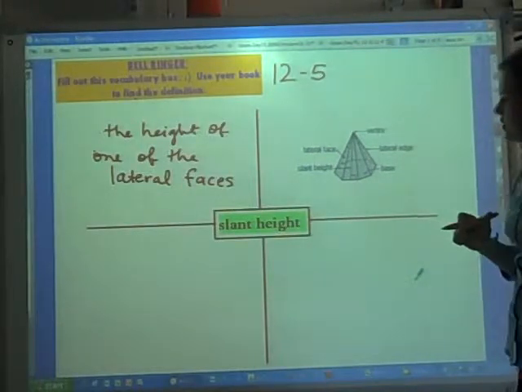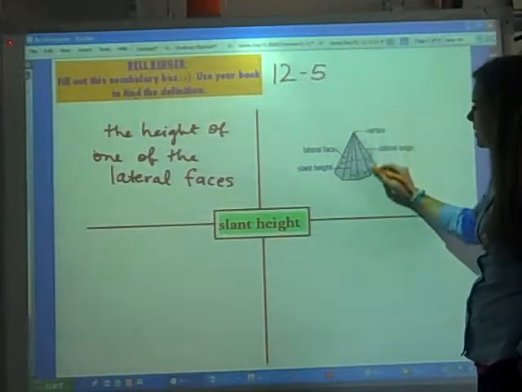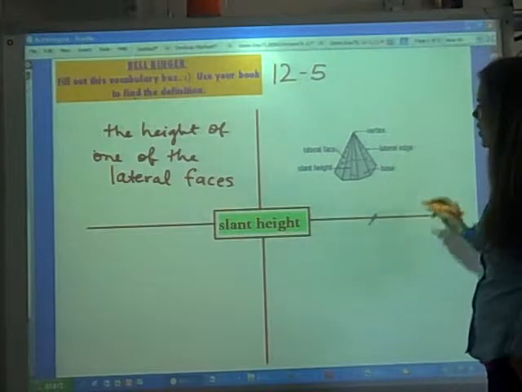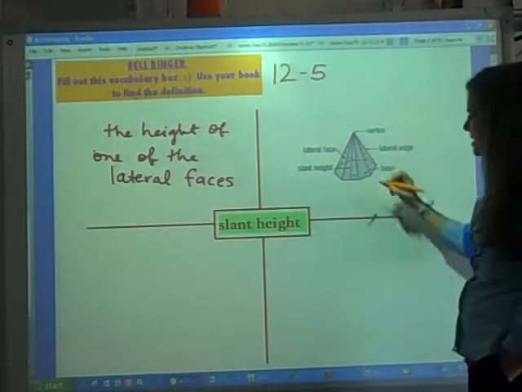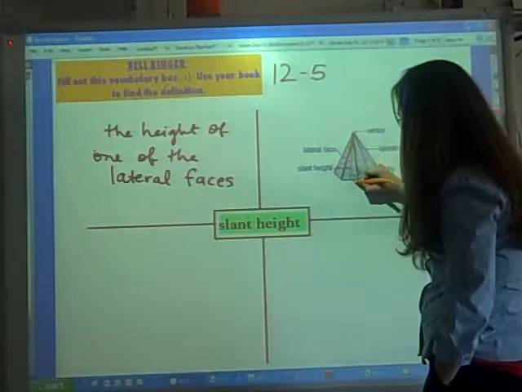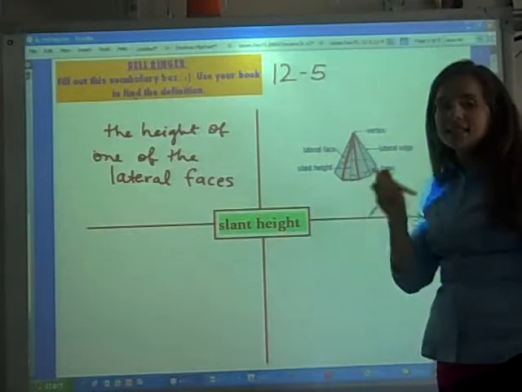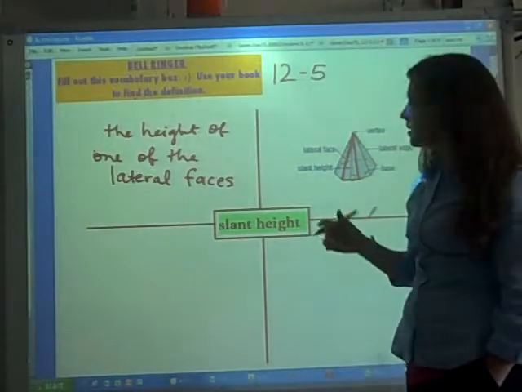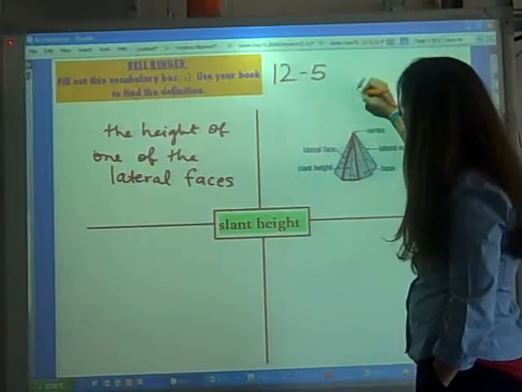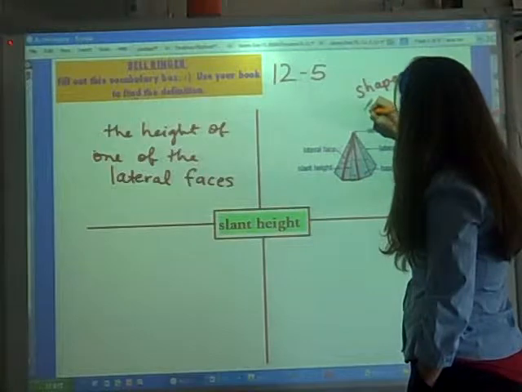Okay, now that you've got this drawn, let's look at what's labeled here. We've got a pyramid. The base is down at the bottom. Where are your lateral faces of a pyramid? Remember what lateral face means. The lateral face is any face that's not a base. So take a look for a pyramid. What shape is each lateral face?